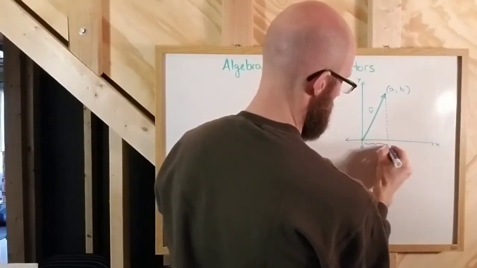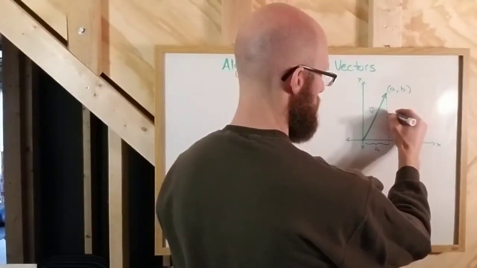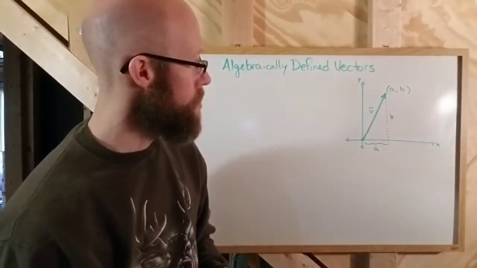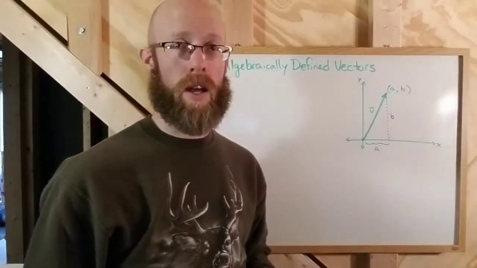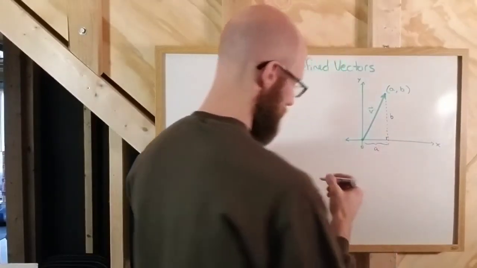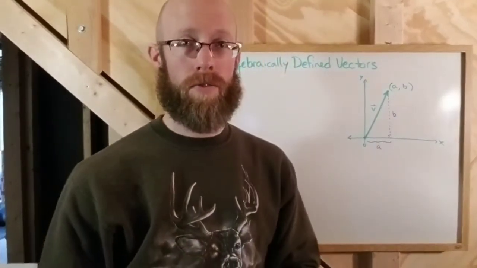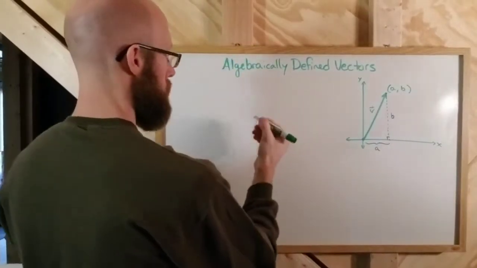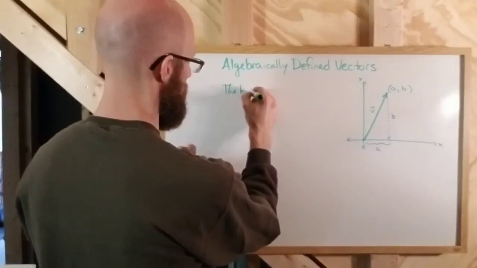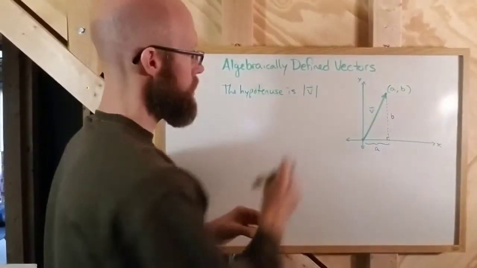So on the bottom here we have a, that's our x coordinate of that point, and then the vertical side is b, right? That is the y coordinate of the point. All right, so that gives us some information about our right triangle. Because it's a right triangle, the right angle is down here on the right. The hypotenuse is the magnitude of v, so the hypotenuse is the magnitude of v in length.